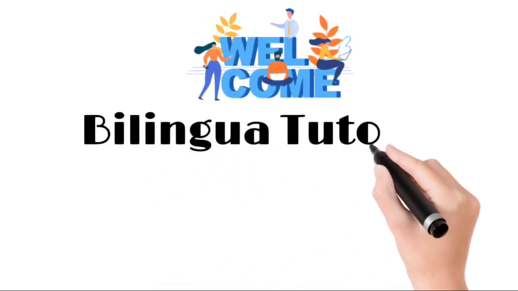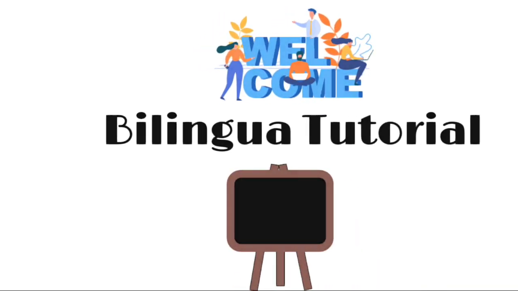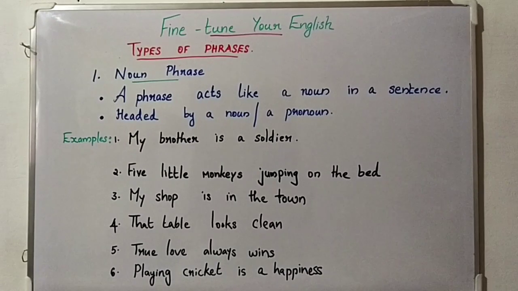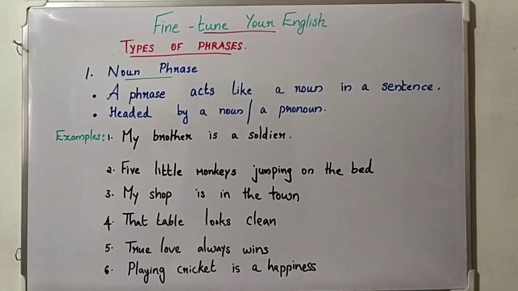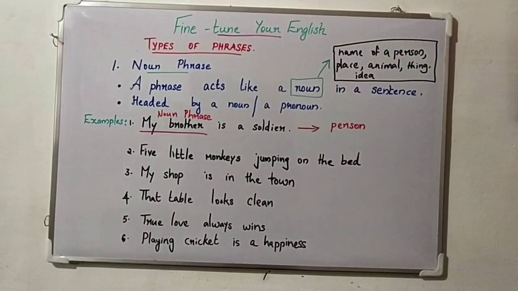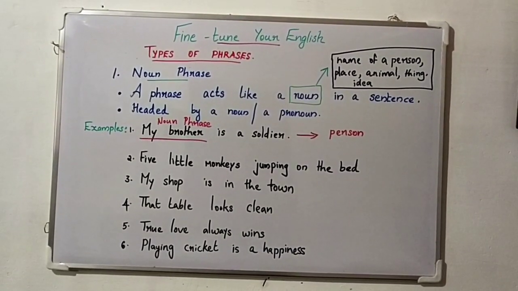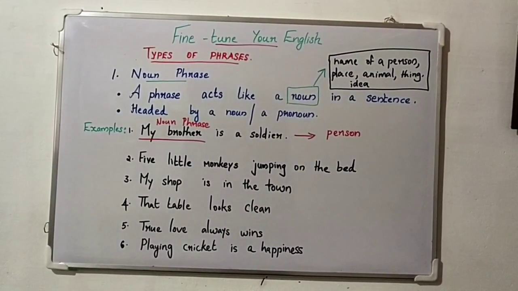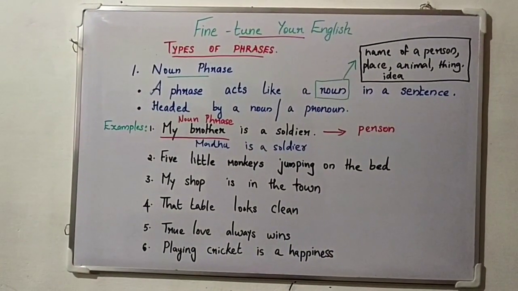This is Maya Anandan. Today our topic of discussion is noun phrase. Let's see what a noun phrase is. A noun phrase acts like a noun in a sentence and it is headed by a noun or a pronoun. So you must know what a noun is. Noun is the name of a person, place, animal, thing or an idea. So if it is a naming word, it is said to be a noun.